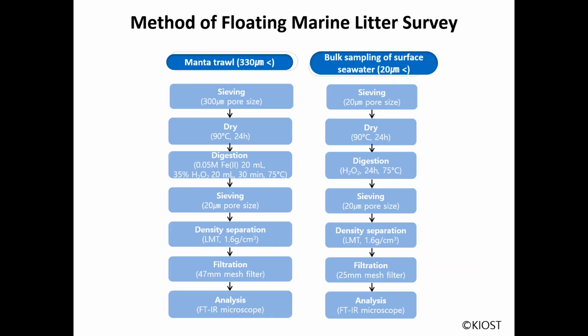Whether you are using a trawl method or bulk sampling of floating microplastics, the analysis process for both methods is almost the same. However, it is important to note that bulk sampling seawater can result in a higher concentration of microplastic litter because they can collect items that are much smaller than 330 micrometers. So it is important to note that results may vary significantly depending on the method and the size.